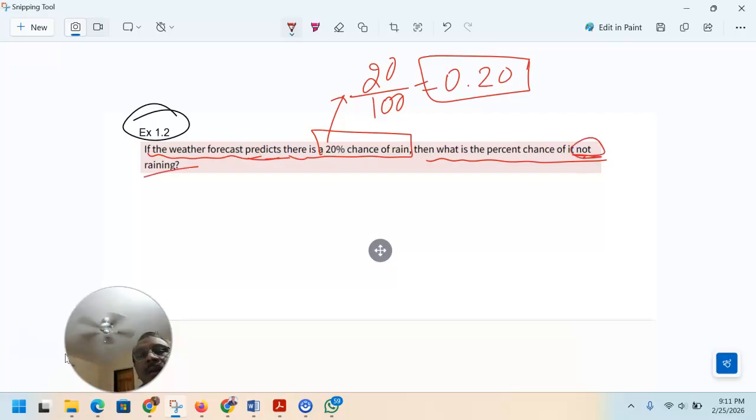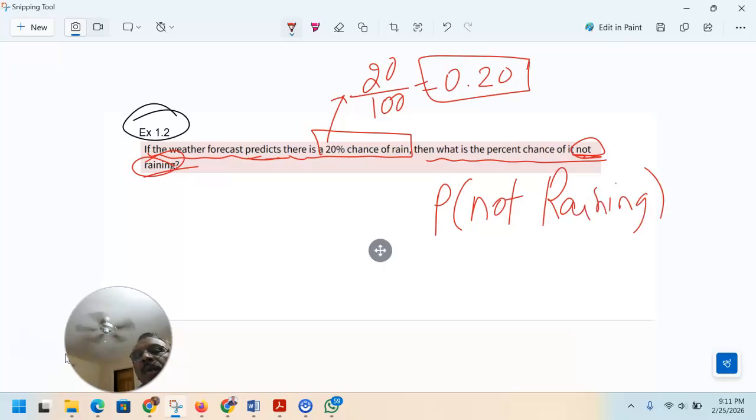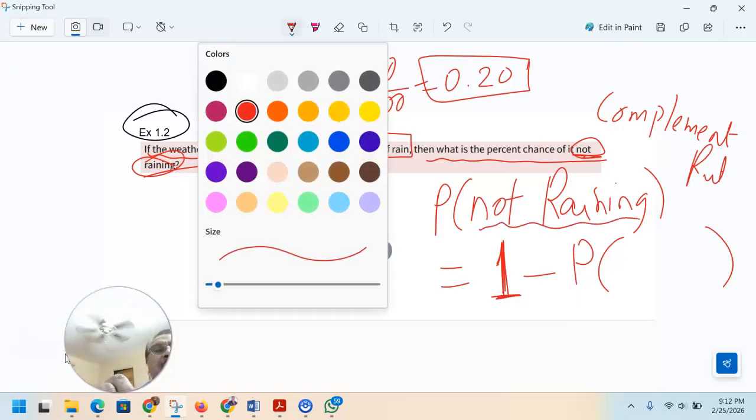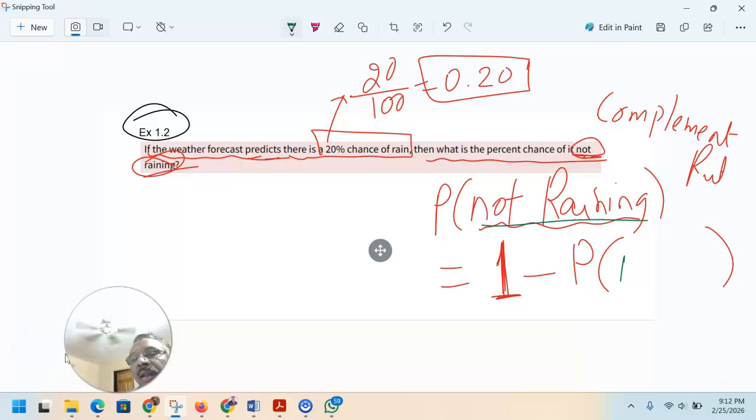Not raining is the word which is very important. So, the probability that it is not raining. If you are asking that it is not raining, all you do is just use the complement rule. What is the complement rule? The complement rule says you always have to write 1, and from 1 you subtract the complement event. The event is not raining, so the opposite of that is it's raining. See, so simple. That's all it is.